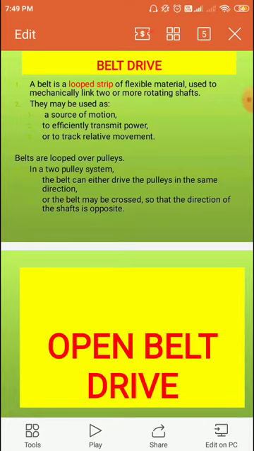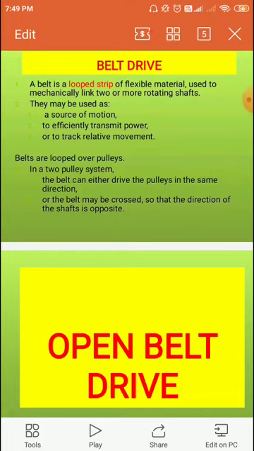Here we are going to see, for the last unit, a small presentation on the belt drive that is included in our last unit syllabus for the systems and mechanical engineering. So basically, we are going to see the belt drive. What are the types of belt drive in this presentation?